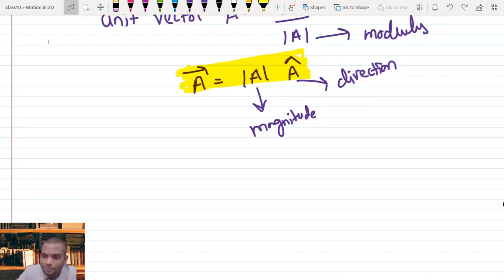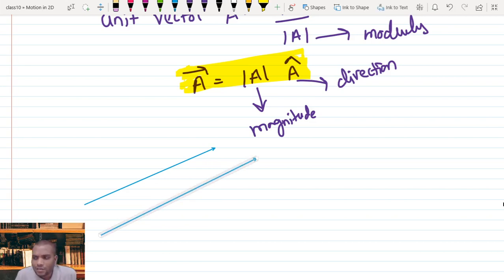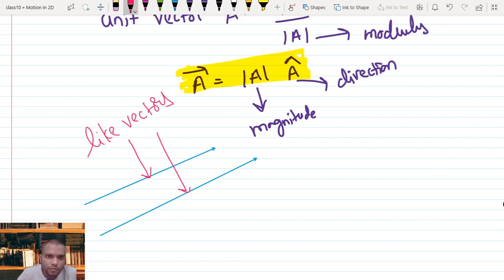Now apart from that, we have seen that if vectors have the same magnitude and the same direction, then those vectors are known as like vectors. So these vectors are represented with the same magnitude and the same direction, and they also belong to the same plane. Then we can say these two vectors are known as like vectors, because they both represent the same direction.